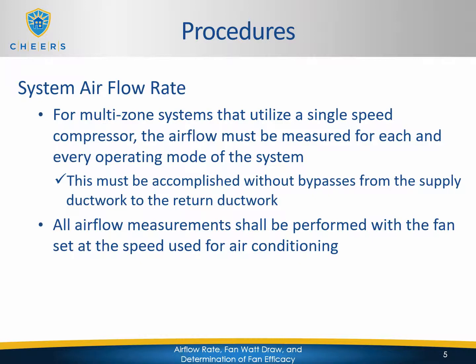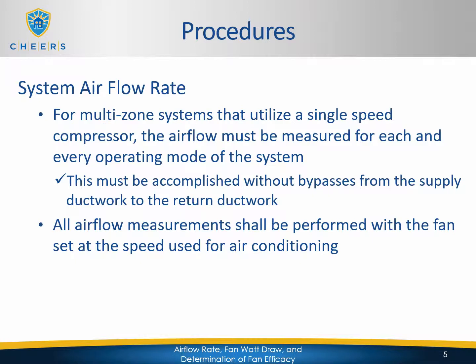So what you must do is test it with each individual zone operating. You would test the downstairs only, then you would test the upstairs only, and then you would do a third test with both the upstairs and downstairs operating. Now, each of those modes must meet the 350 CFM per ton, as well as, when you get into fan watt draw, the 0.58 watts. So it's a little more difficult to do when you have just that single speed compressor. If you have a multi-speed compressor on a multi-zone system, you will test it just like a standard non-zone system.